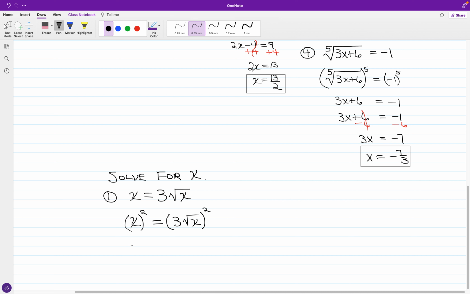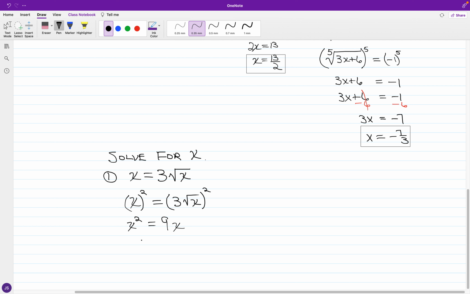So to the left, I have x squared. To the right, I have 3 squared is 9. Square root of x squared is x. Now we had the formation of a quadratic equation. So we have x squared is equal to 9x. Now if I had x squared equal to 9, I could apply the square root property of equality. But since I have 9x as opposed to 9, we'll be looking at having to rewrite this quadratic equation in standard form.